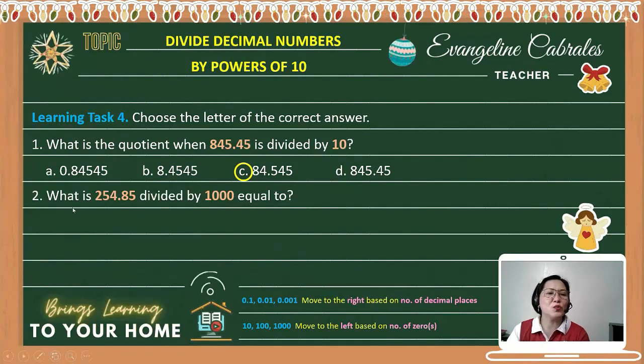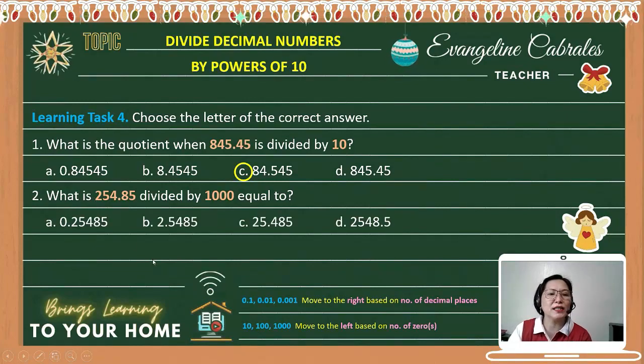So, how about this one? What is 254 and 85 hundredths divided by 1,000 equal to? Papunta saan ang movement ng decimal point? To the left pa rin because this is a whole number. So, ilang beses? Tatlo dahil ang zeros dito ay tatlo. So, from here, magmumove tayo ng tatlo. 1, 2, 3. Nandito na ngayon ang decimal point.